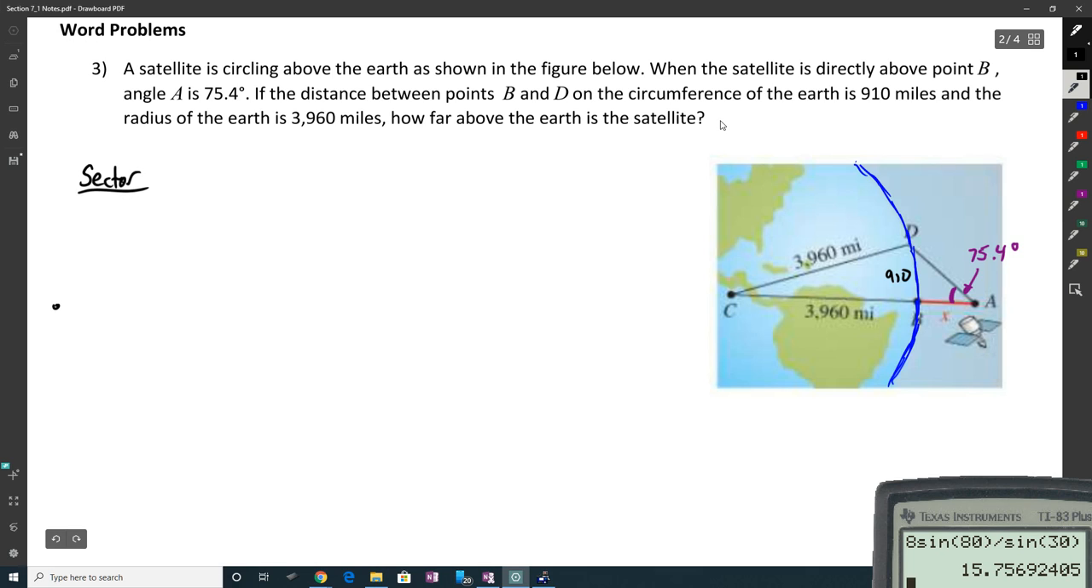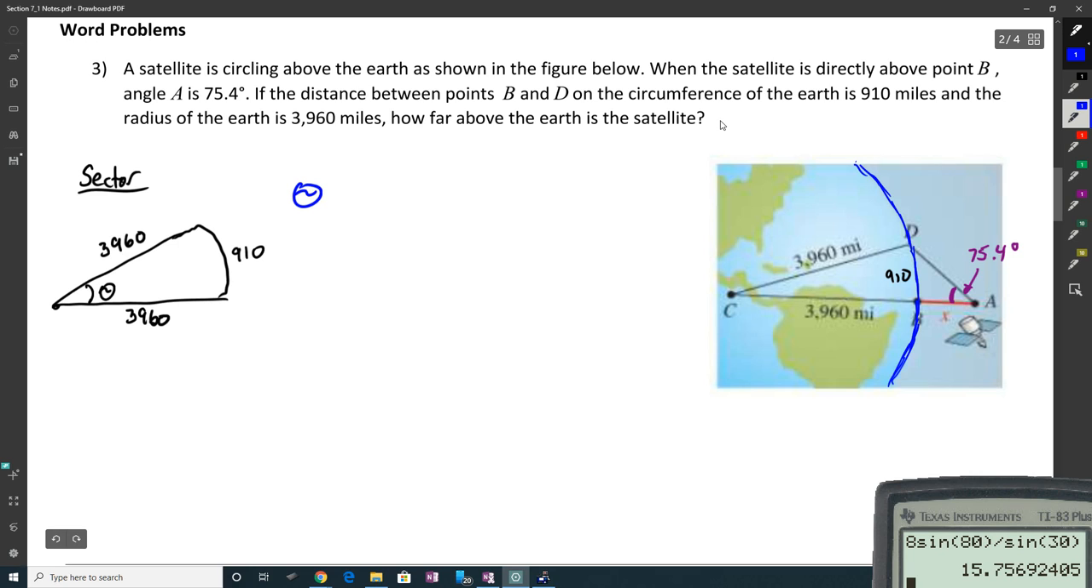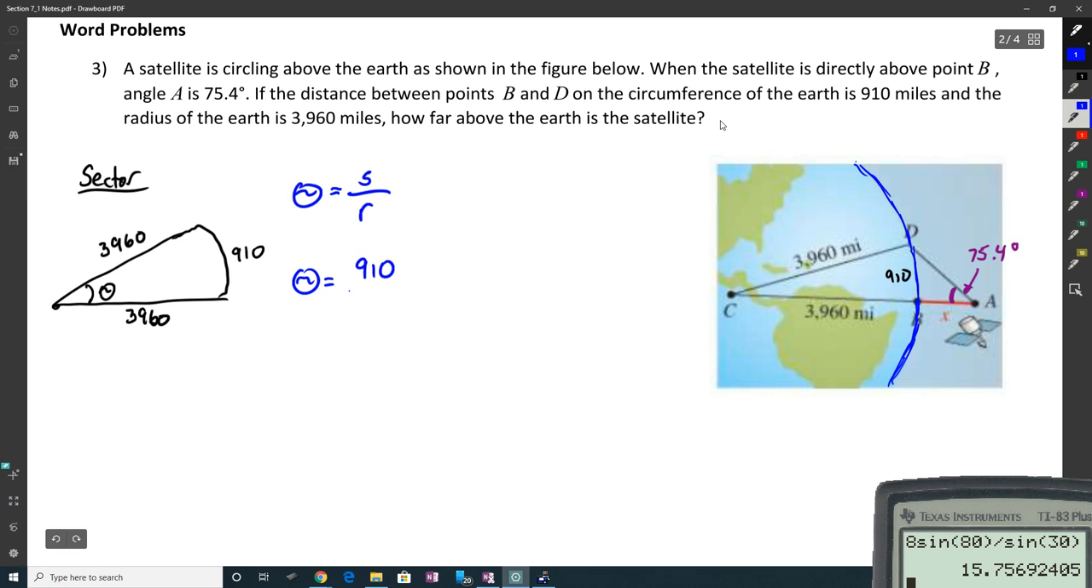Y'all remember sectors way back in chapter 2? Or chapter 3? So this is 910. This is theta. And these are 3,960, 3,960. So if you go back from way back when, the formula for theta is S over R. Okay? So theta is equal to 910 over 3,960.